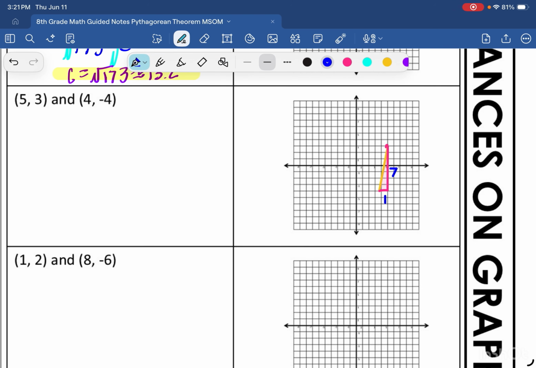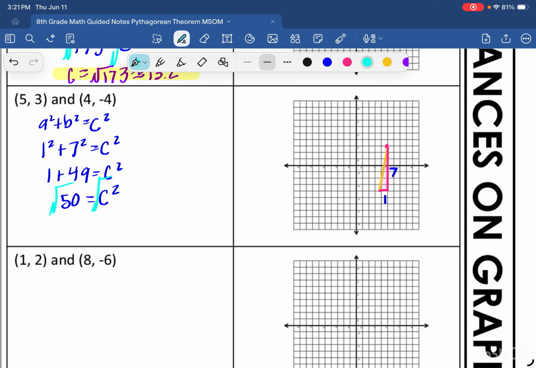Now using the Pythagorean theorem of a squared plus b squared equals c squared, I have 1 squared plus 7 squared equals c squared. 1 squared is 1, 7 squared is 49, so that equals c squared. 1 plus 49 is 50, which equals c squared. Using the square root of that, square root of 50, I can actually simplify square root of 50 because 25, which is a perfect square, goes into that. So that would be 5 root 2, which is about 7.1 units.